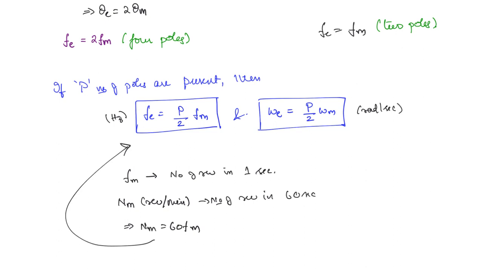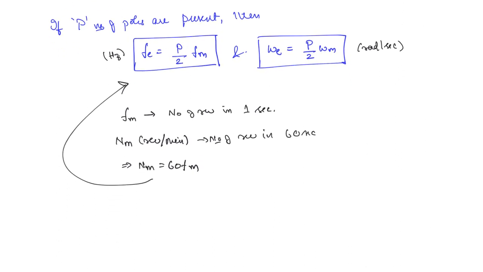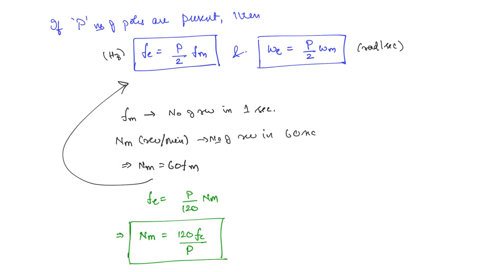So if you substitute here, what are you going to get? The final expression Fe is equal to P by 120 into Nm. From here you are going to get the speed in revolution per minute, Nm is equal to 120 Fe by P. So this is one important formula which we will be using time and again. This is the speed of the rotating magnetic field. So make sure to remember this expression.